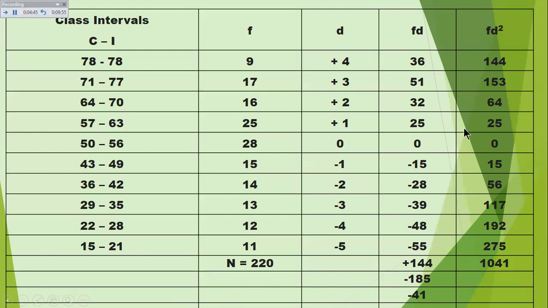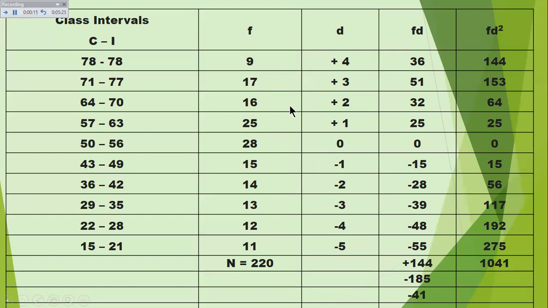Okay, then take the total of FD square. I would like to explain here how to calculate FD square. We know D here, D is 4 for the first group. Hence, its square, 4 square, is 16. 16 multiplied by 9 is 144. Then take 3 square, 9, multiply with F, that is 17, and the number is 153.